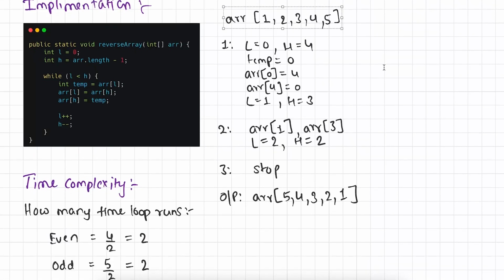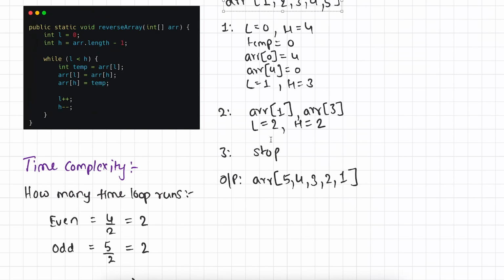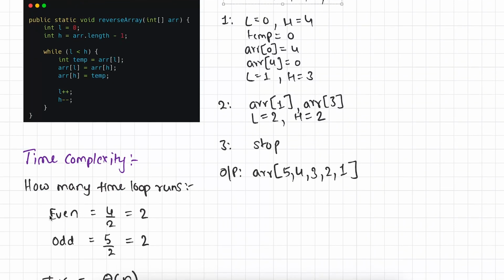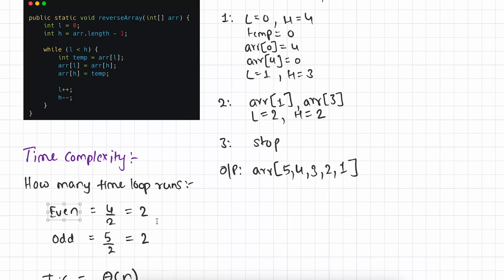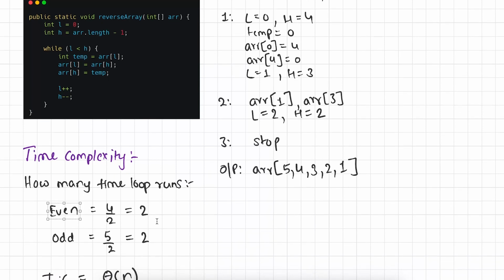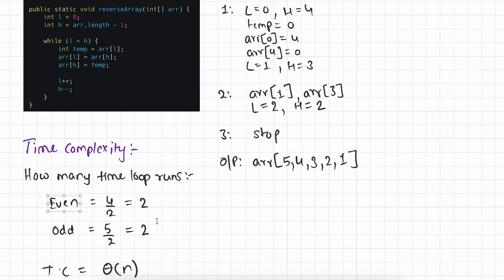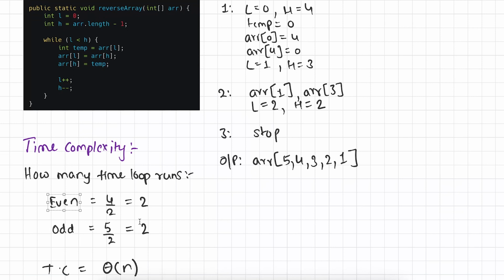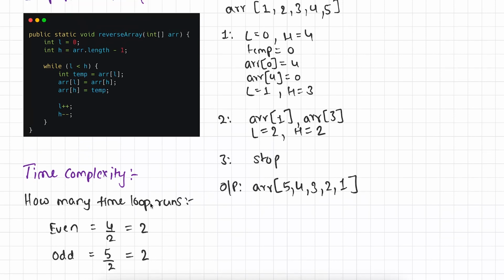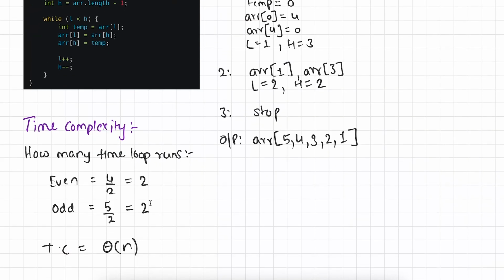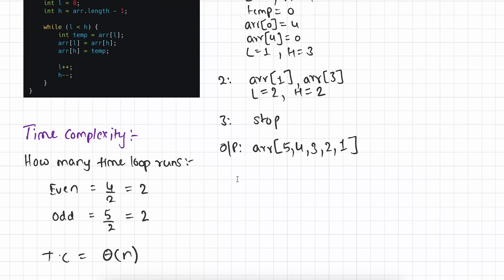Now talking about the time complexity, how many times is the loop going to run? So let's say if we have an even number of elements in an array, for example 4, then it is going to run 4 by 2 times. It means half times, right? That is equal to 2 times. And if there are odd elements in the array, for example 5, then it is going to run 5 divided by 2, it means 2 times. So it means in both the cases our loop is going to run n by 2 times. So the overall time complexity is going to be theta of n.